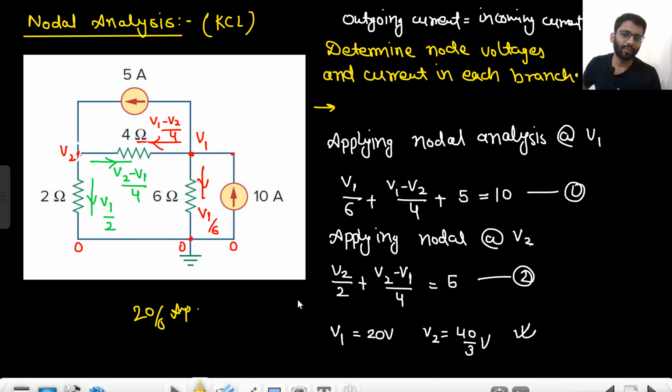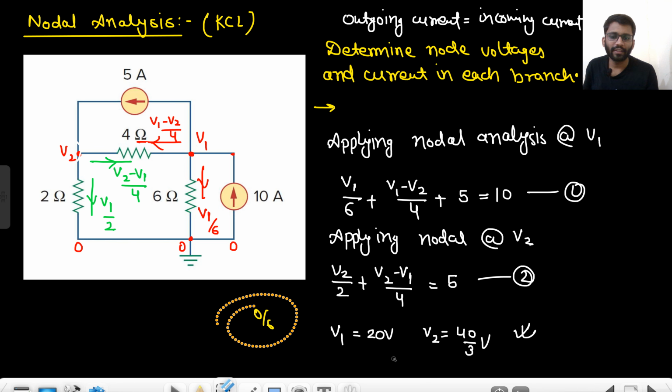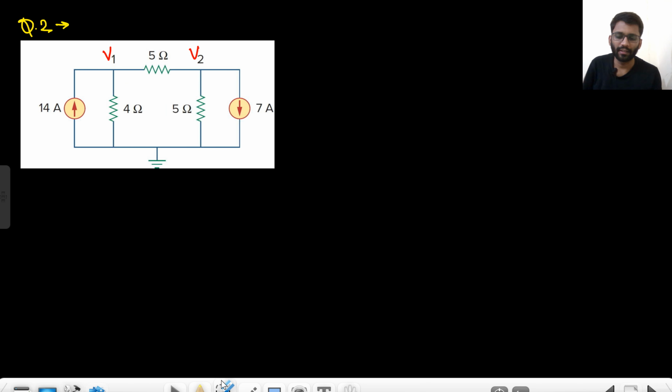What is the value of current in the 4 ohm resistance? You need to mention the direction. Here 20 by 6 ampere is this, and here the current will be in this direction. That will be 20 minus 40 by 3, by 4, right? What is the value of current in the 2 ohm resistance? That will be 10 ampere, right? So are you getting this point? Very easy. So in the next question you need to find the nodal voltages. Okay, I will write nodal voltages, you need to find.